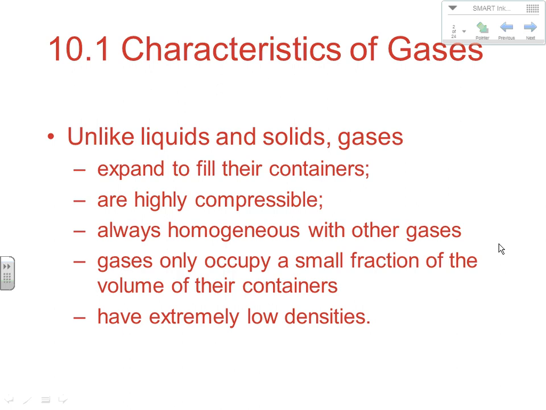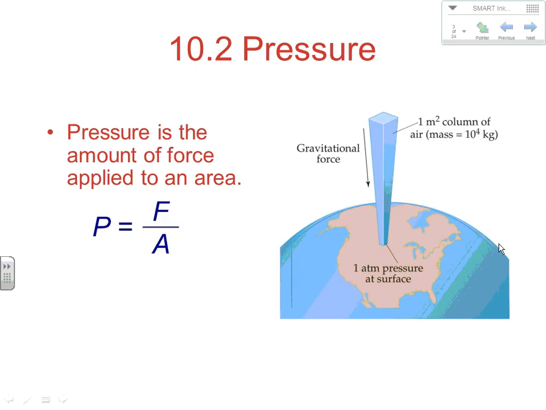So gases don't take the volume of the particles, they take the volume of the container, unlike liquids and solids. And because they have a small amount spread out over a large area, they're going to have extremely low densities. So all of these would be properties of gases that would really differentiate them from liquids and solids.